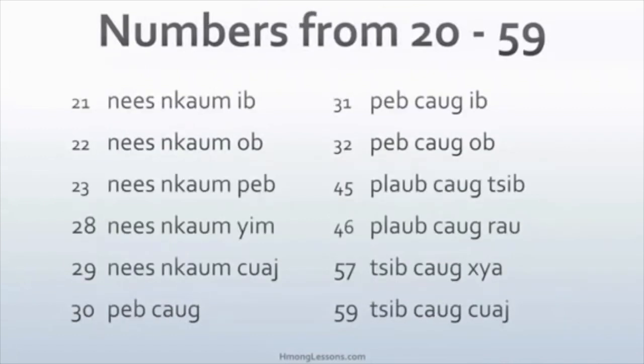Now numbers from 20 to 59. Okay, now let's 21 is Nengao E. Remember 20 is Nengao, so same thing. To say 21, you say Nengao E. 22, Nengao O. 23, Nengao Be. 28, Nengao yi. 29, Nengao zhuò.